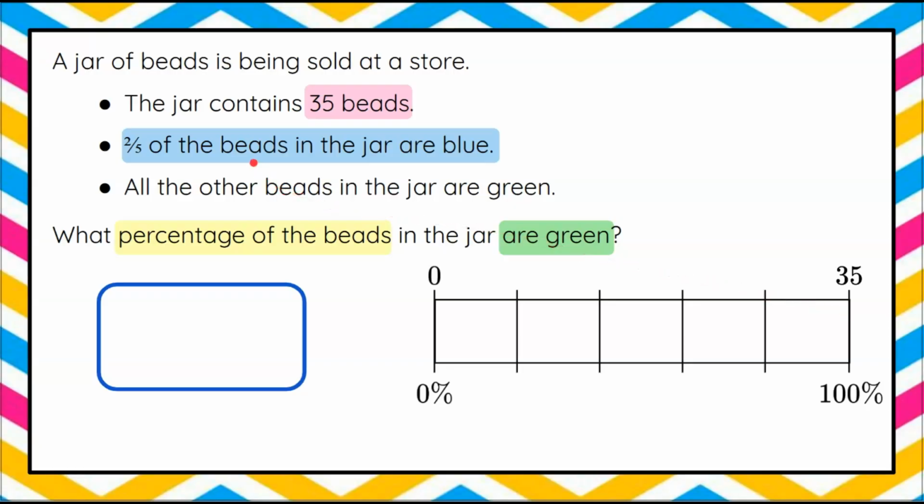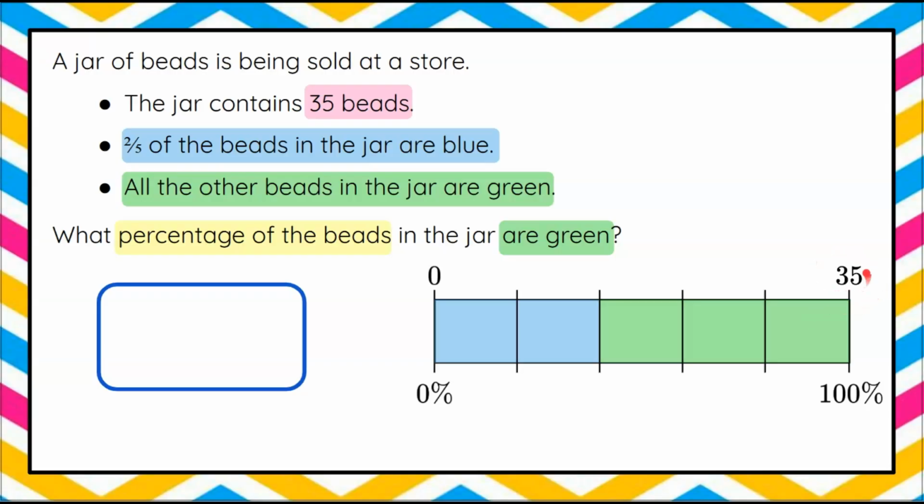So we're told that 2 of these 5 sections are blue. So let's shade in so that we visually understand. 2/5 of my jar are blue. And then our next bit of information is that all the other beads in the jar are green. So let's shade in the remaining of our bar diagram as green. So now we have a visual model that shows the amount of blue beads in the jar to green beads. So now let's understand each section of this bar diagram and what it means.